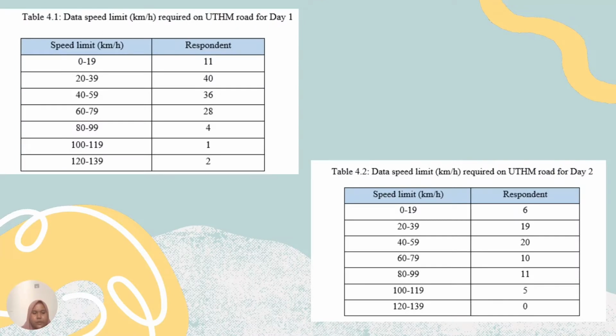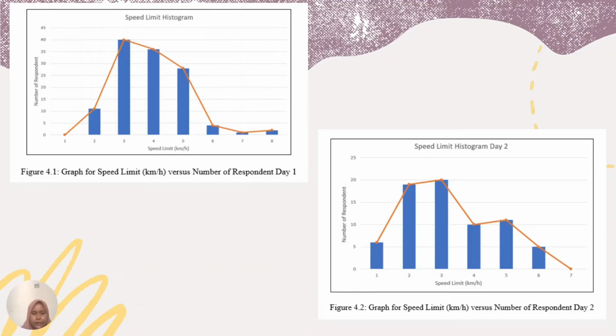Table 1 shows the grouped data for the speed limit on the road at UTHM for day 1, and the grouped data for the speed limit on the road at UTHM for day 2, as shown in Table 4.1 and Table 4.2. Both are histograms of speed limit in kilometers per hour versus number of respondents for day 1 and day 2.